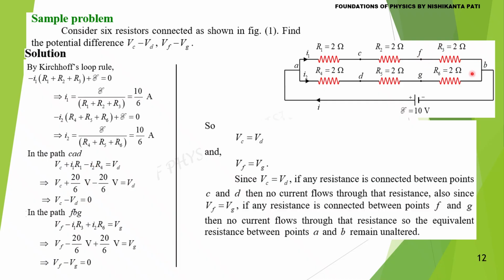In the path FBG, Vf minus I1 R3 plus I2 R6 equal to Vg. These two terms cancel. So Vf equal to Vg. So if any resistance is connected between C and D or connected between F and G, there is no variation in the current distribution. Hence the effective resistance between A and B remains the same for any resistance connected between C and D or connected between F and G.